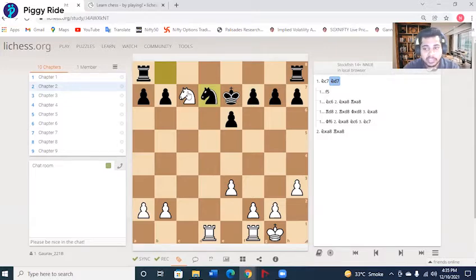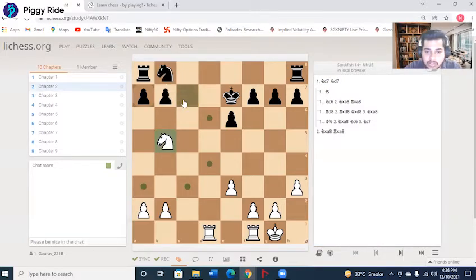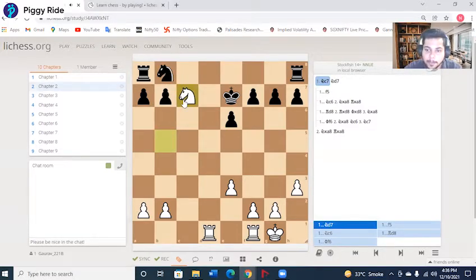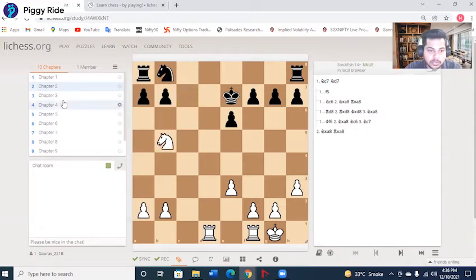So is this a worthy exchange? Do you think the exchange should happen over here? The answer is yes. If you're capturing a piece that is worth a lot more than your piece, always do the exchange. So the correct answer would be knight to c7. Got it? Okay, let's move on to the next one.